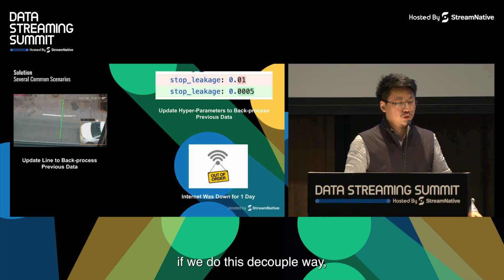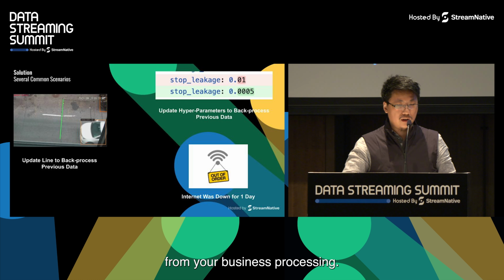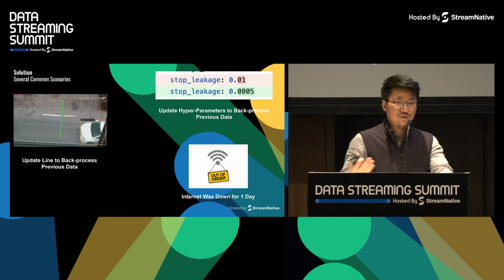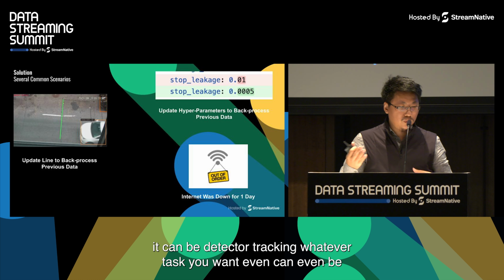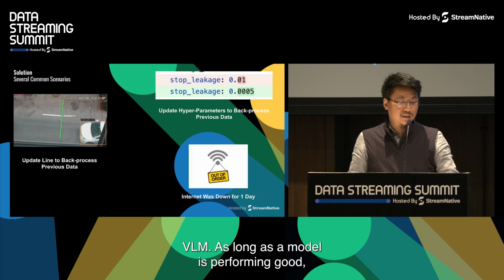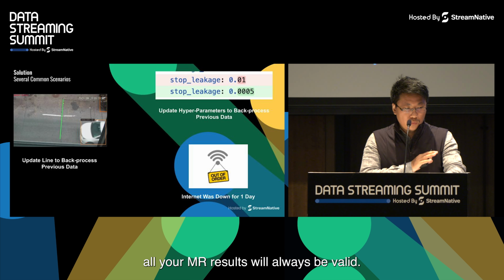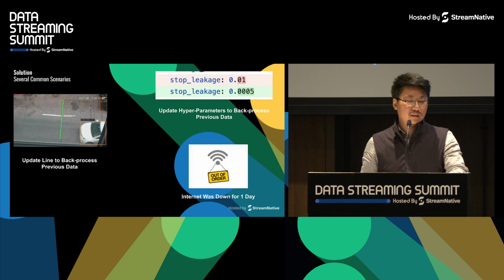However, if we do this decoupled way, another way to see that is you decouple all the vision tasks from your business processing. Meaning, as long as my on-prem vision detector, or vision processor, it can be a detector, tracking, whatever task you want, it can even be a VLLM, as long as the model is performing good, all your ML results will always be valid. You don't have to repeat that computation. It saves a lot of resources.